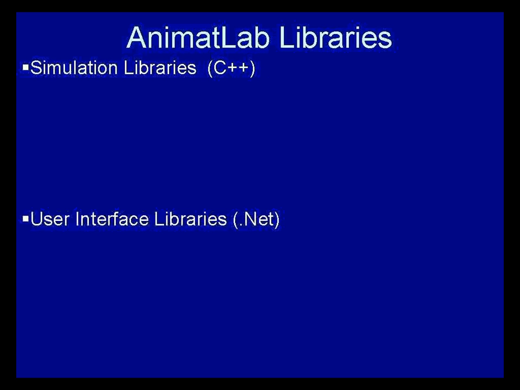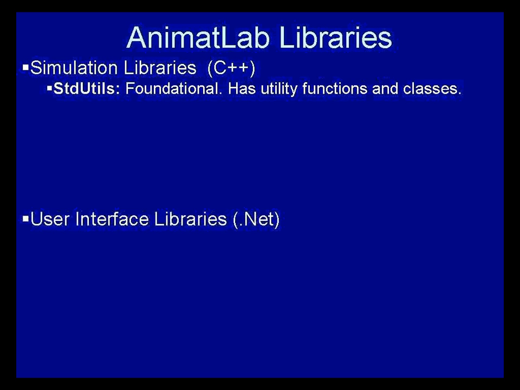Now, I'd like to go over the different library projects that make up AnimatLab. The first library I'd like to talk about is the StandardUtils library. This is a C++ foundation library that has numerous utility functions and classes that are used throughout the system. One example of a foundational class that is used throughout is the XML class that's used to read and write XML objects. Microsoft has some standard classes that perform similar functions, but the simulation code is based on the standard template libraries and is code independent from Microsoft.